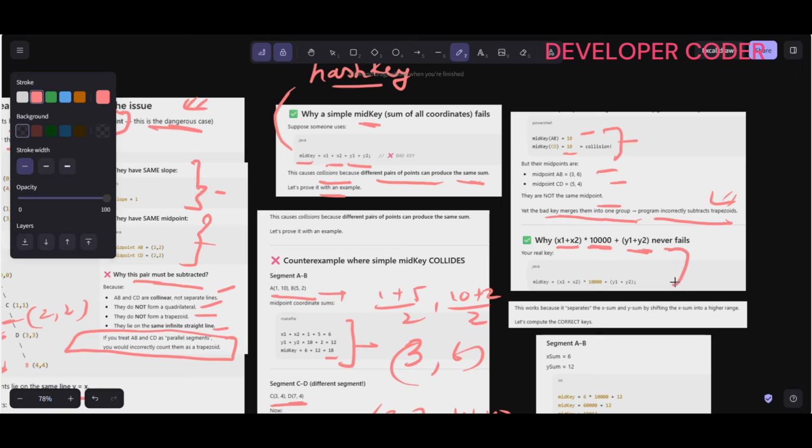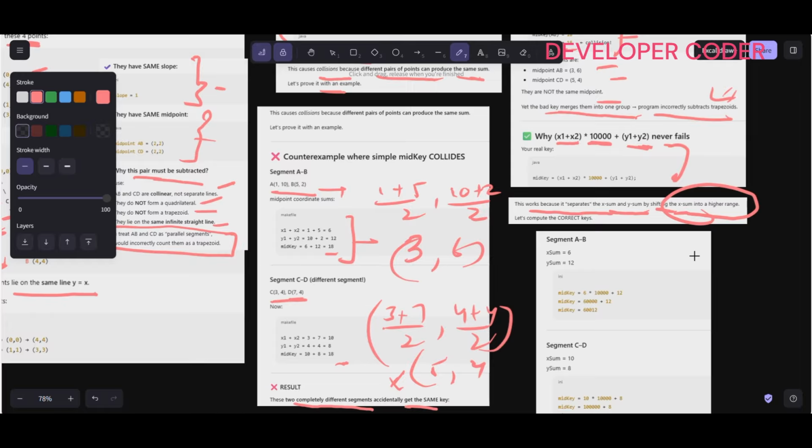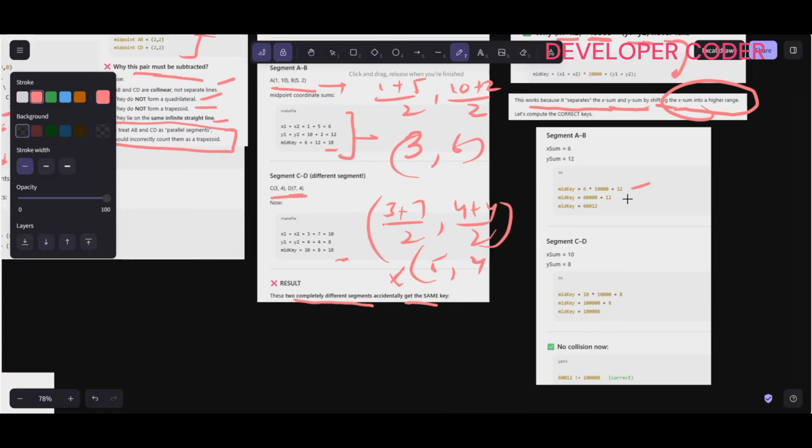So this is never going to fail, right? If you do this, it works because it separates the x sum and y sum by shifting the x sum into a higher range. Same example I'm taking: I'm getting a mid key here, and different mid keys here. So no collision now. This is just a way to do this.